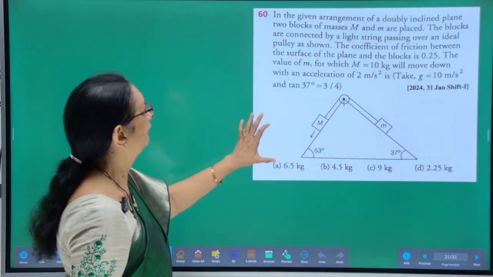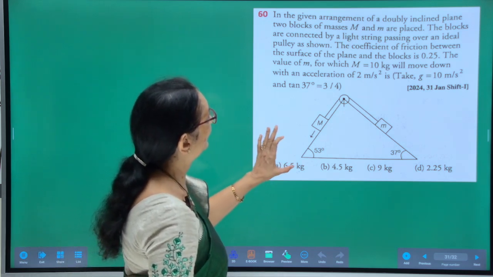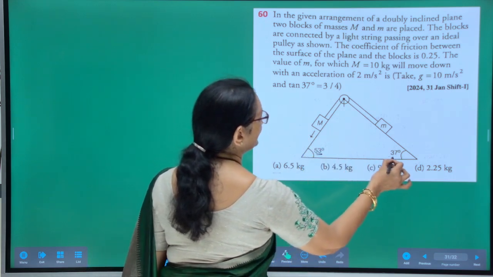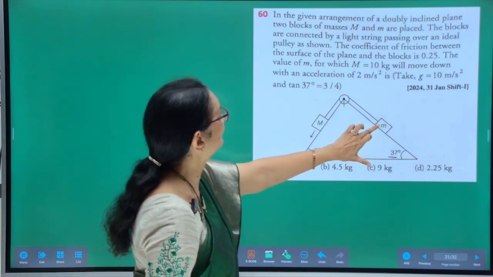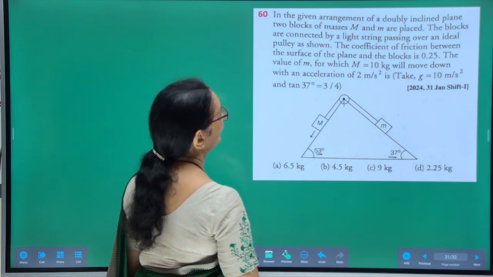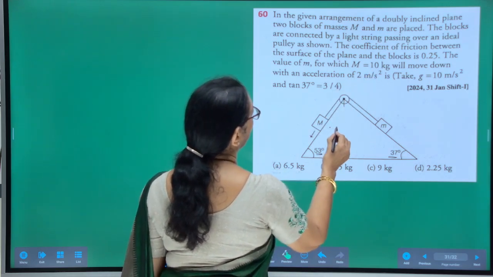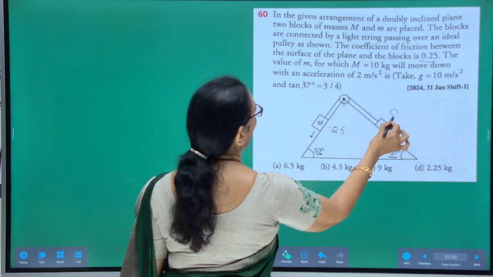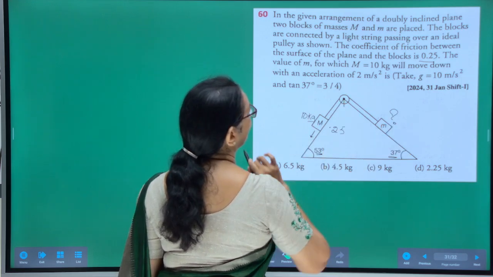Look here, follow this carefully. In the given arrangement of doubly inclined plane, this is of angle 53, this is of angle 37, two blocks of masses capital M, small m are placed. The blocks are connected by a light string passing over an ideal pulley as shown. Coefficient of friction is given as 0.25. The value of m is how much? For which the value of capital M is 10 kg.